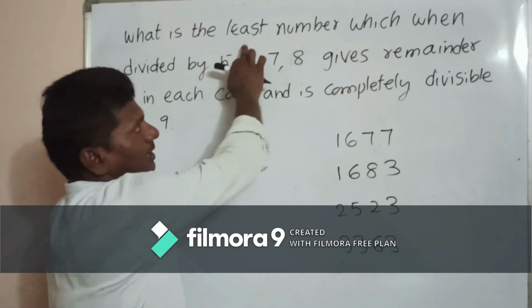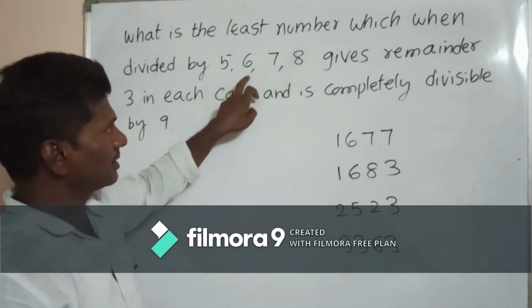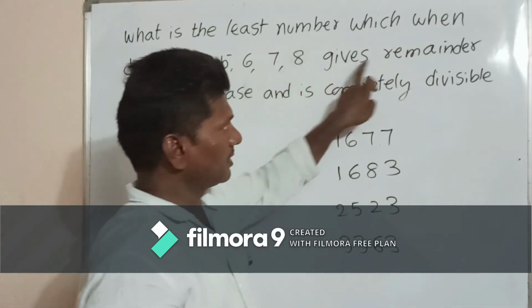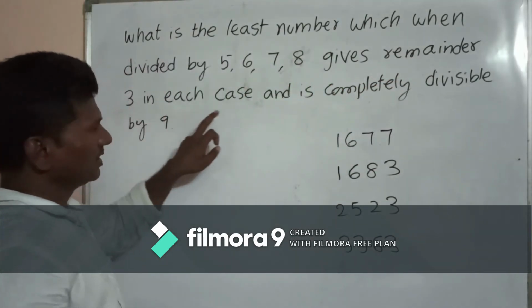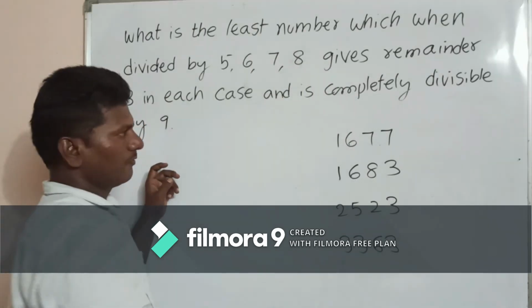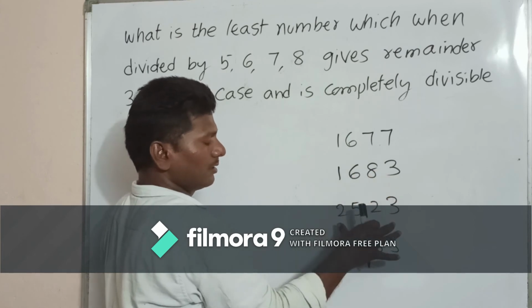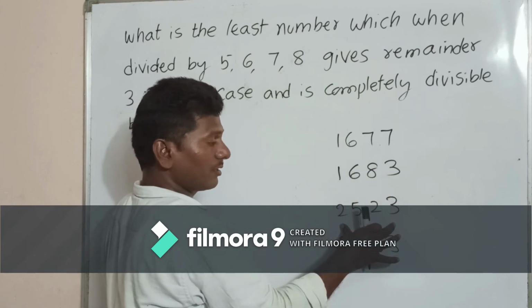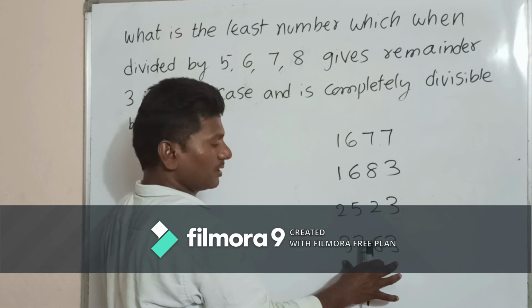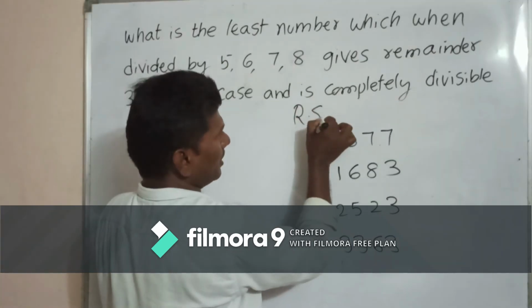What is the least number which when divided by 5, 6, 7, 8 gives a remainder 3 in each case and is completely divisible by 9? First option is 677, second option is 1683, third option is 2523, fourth option is 3363. This question is taken from R.S. Agarwal book.